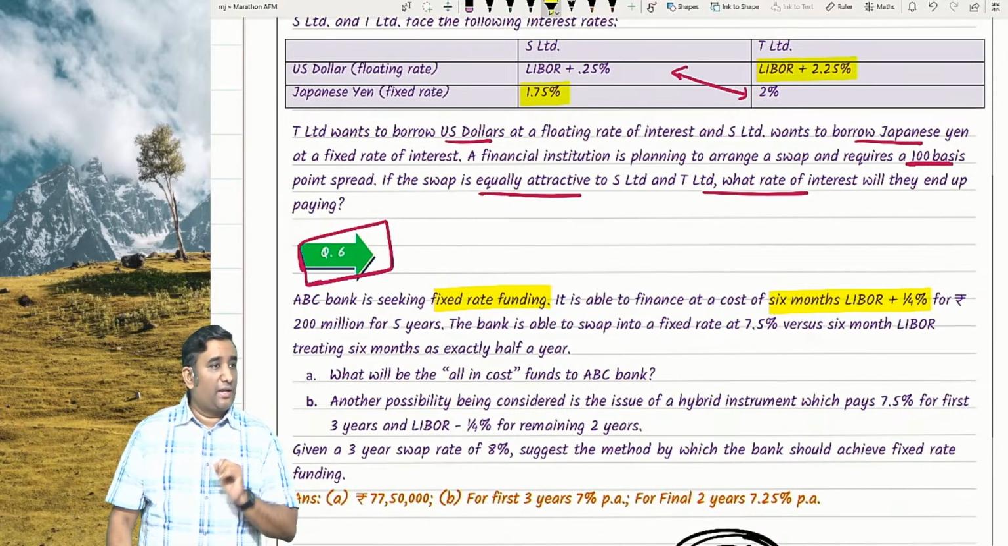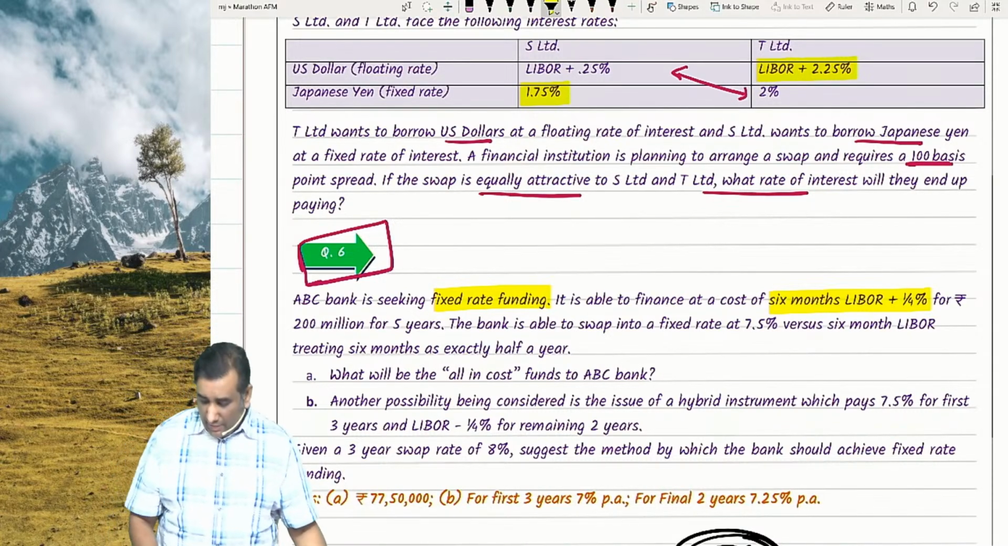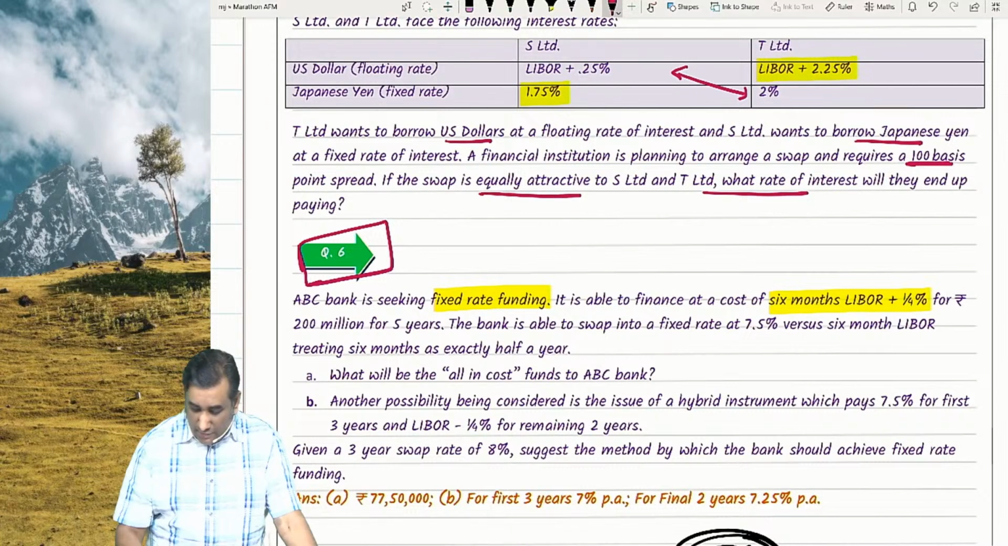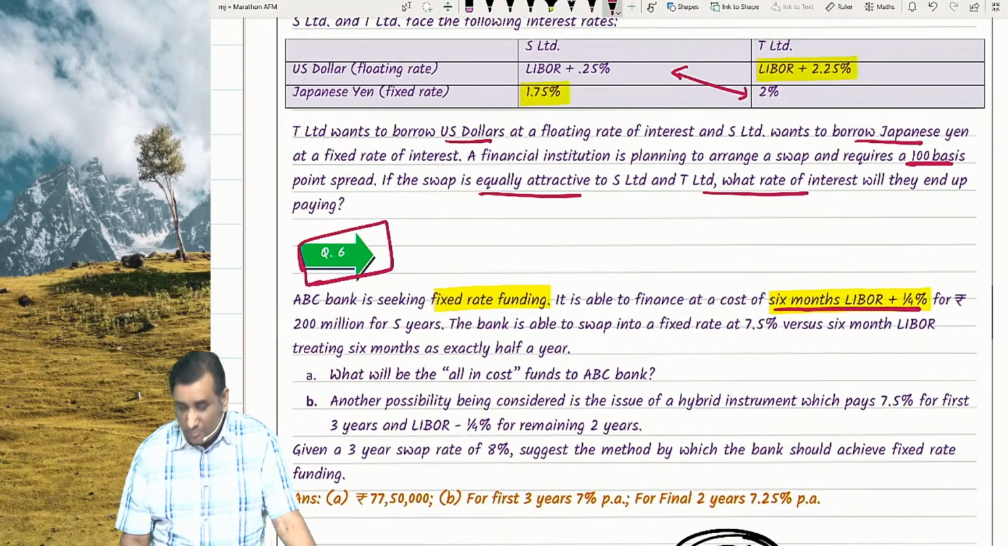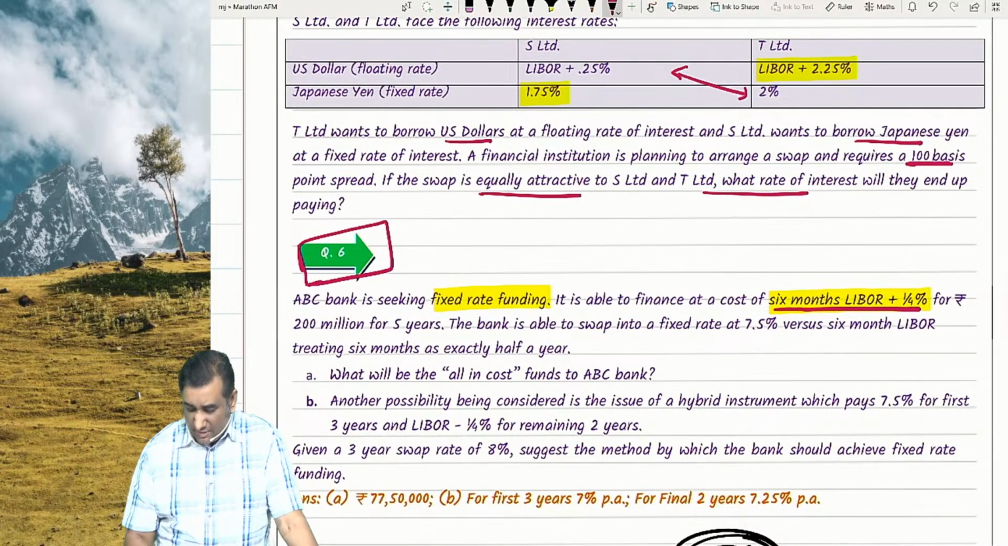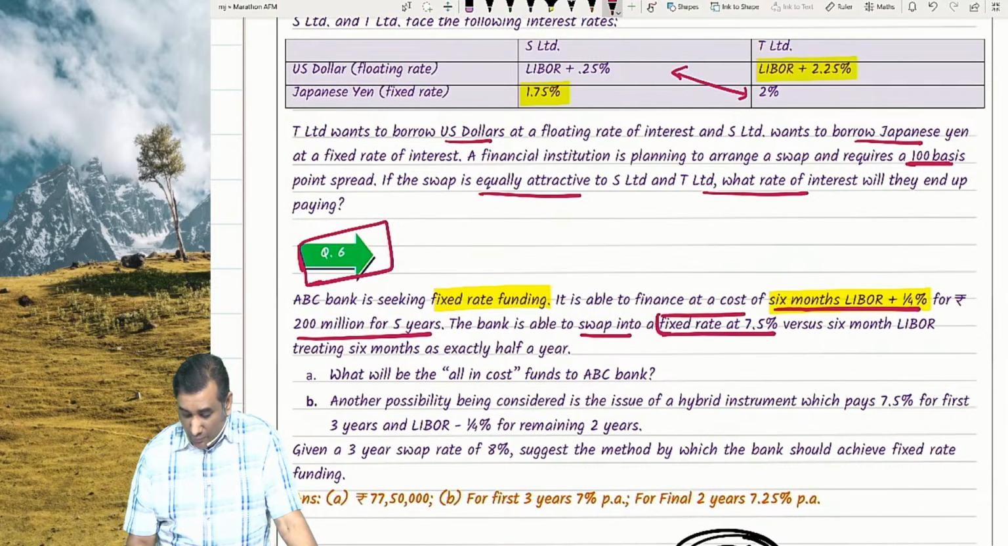But when he went to the market, he was able to achieve what? A floating rate funding. And floating rate was given to him as what? 6 months LIBOR plus 1/4%. That means 0.25 for 200 million for 5 years. The bank is able to swap into fixed rate at what? 7.5. Fixed rate at 7.5 versus 6 months LIBOR.